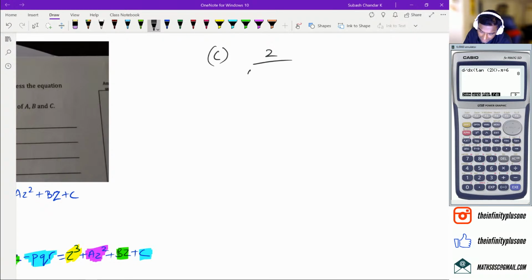Have you guys ever seen this type of question? Find A and B such that... yeah, this one. Solve for A and B.